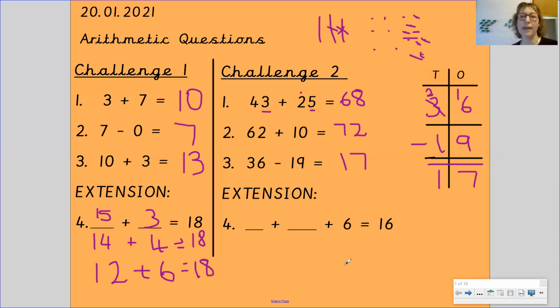Now, there was a bit of a trick here because you've got to find 2 numbers to make 16, but you've already got 6. So actually, if you've already got 6, you just have to find 2 numbers that make 10. So you could have had 0 and 10. You could have had 1 and 9. You could have had 2 and 8. You could have had 3 and 7. You could have had 6 and 4. You could have had 5 and 5. And then you can have them all the other way around as well. So I hope you didn't fall for the trick, and I hope you noticed that you already had 6 as part of your answer.